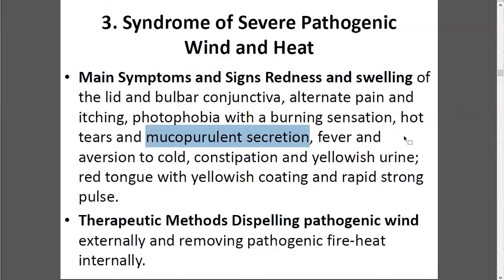And the other symptoms. Other symptoms: fever and aversion to cold at the same time, which is what we always talk about for external passenger EPI. And the constipation and yellow urination, that's internal heat.